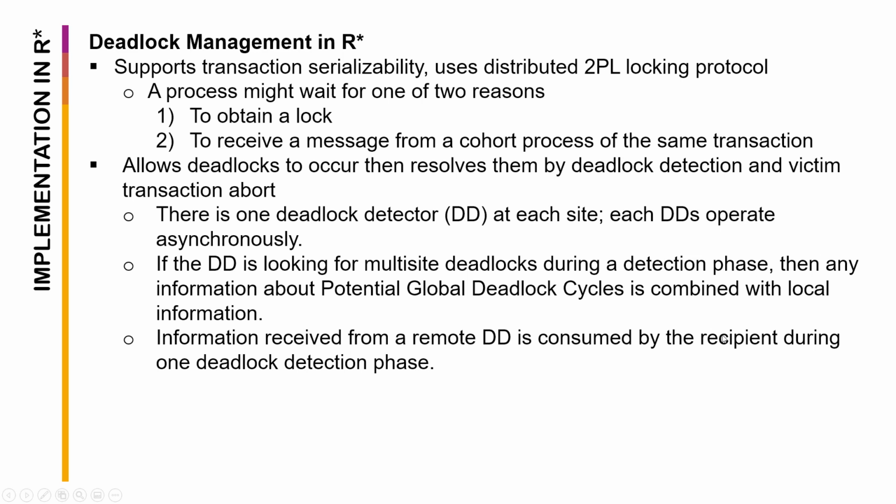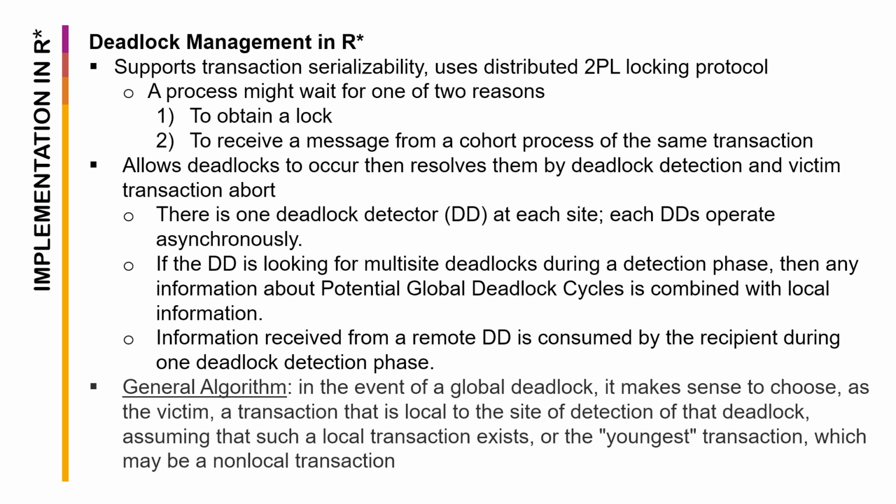Now, once a global deadlock is detected, the interesting question is how to choose a victim. And the general algorithm here is that in the event of a global deadlock, it makes sense to choose as the victim a transaction that is local to the site of detection of that deadlock, assuming that such a local transaction exists, or the youngest transaction, which may be a non-local transaction.